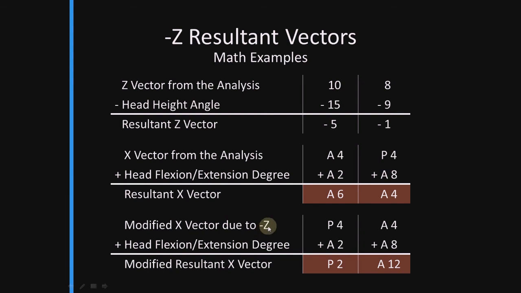However, due to the negative Z from the head height angle being larger than the Z vector on the X-rays, we had to take a posterior 4 setting and apply it as an anterior 4 setting to the same starting point of reference, anterior 8. Thus, we set the instrument at anterior 12 instead of anterior 4 because we applied the inverted Z into this equation. Thus concludes our calibration discussion.